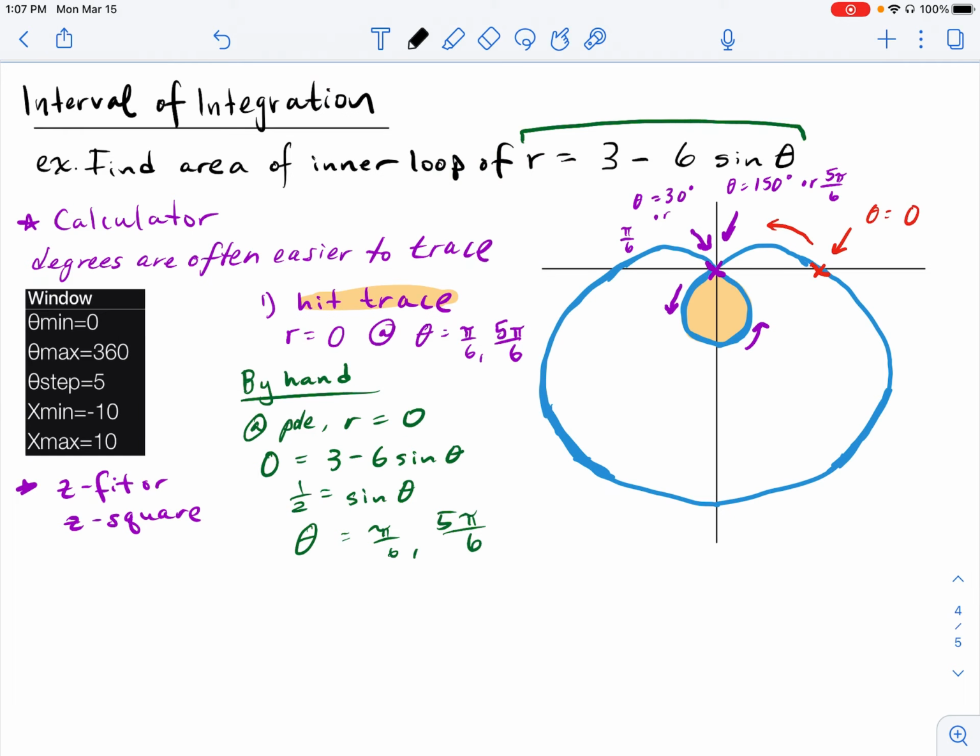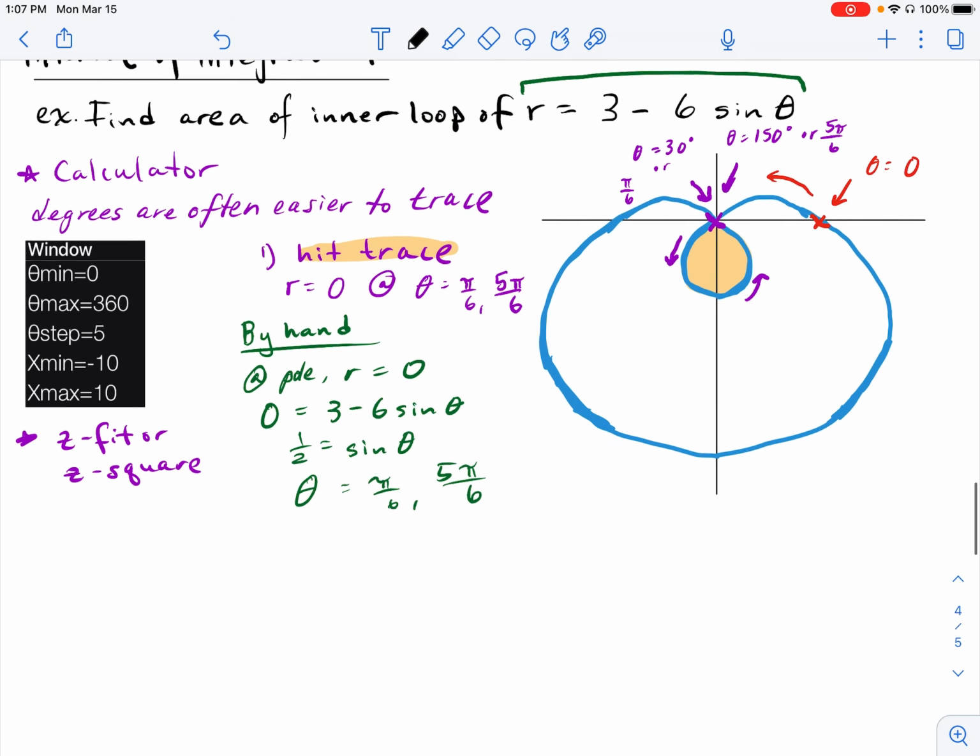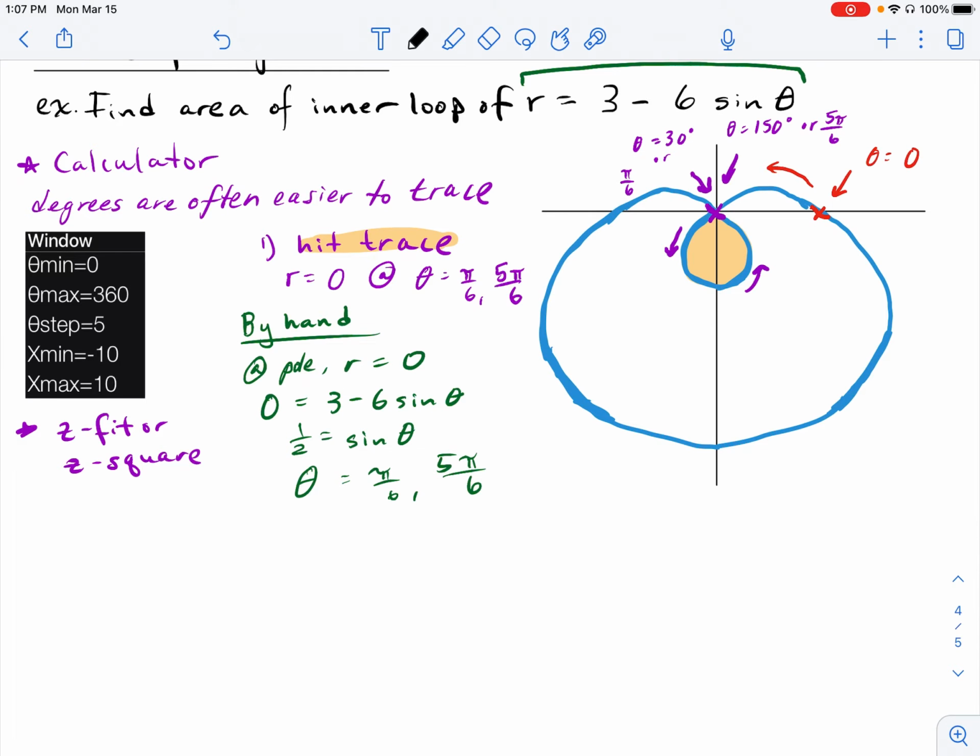So speaking of integration, let's do the integral first, and then make sure that we understand visually what's happening graphically as we're integrating. So we know that the area is going to be the integral from pi over 6 to 5 pi over 6 of 1/2 times our r function squared d theta. I'm just going to write this out first, and then mention a couple things you can do with your calculator to make sure that you get the correct answer.